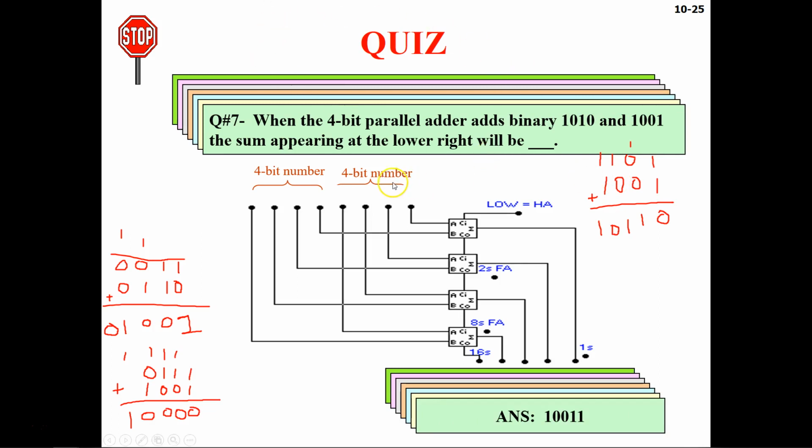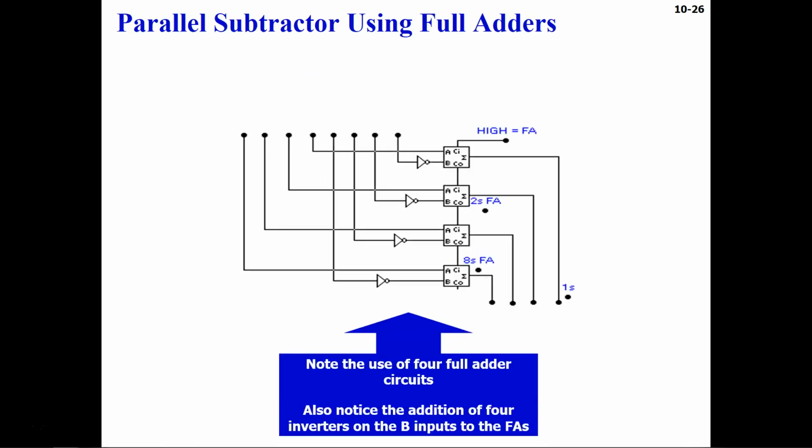So this was your 4-bit parallel adder, and now let's see the parallel subtractor using full adders. This is an interesting circuit, because we are trying to create the parallel subtractor using full adders instead of full subtractors. You can create the parallel subtractor using a half subtractor and then 4 full subtractors, but in this particular circuit, we are using adders to create the subtractor.